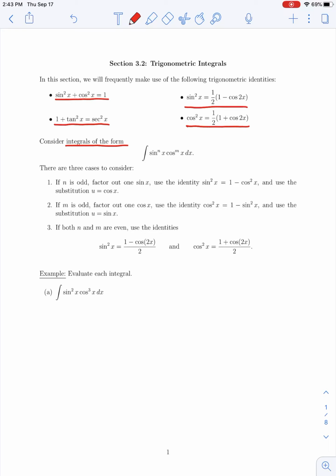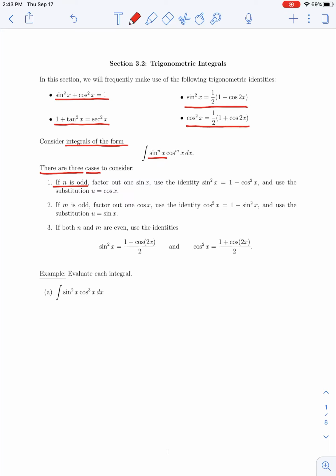To integrate this type of function, we have to consider one of 3 cases. The way that we will go about integrating this function depends on what the powers of sine x and cosine of x are. The first case that we'll consider is the case where n, the power of sine x, is odd.